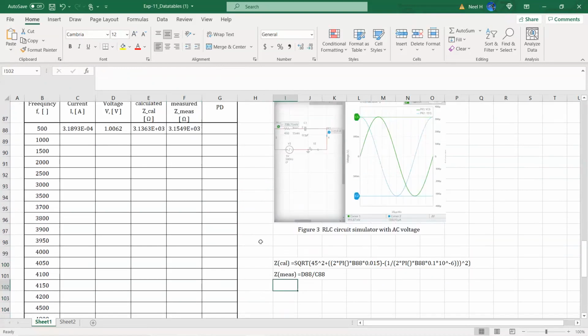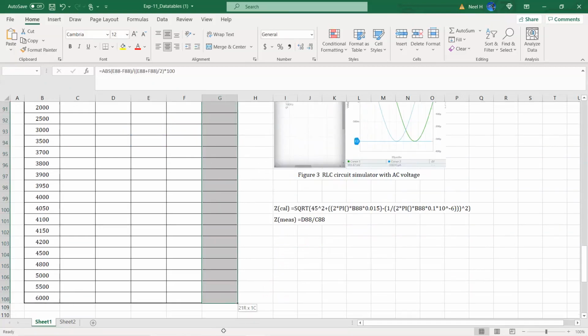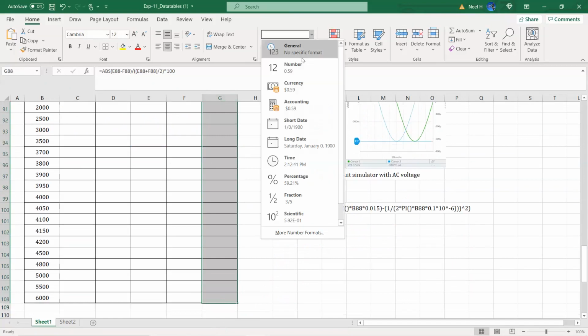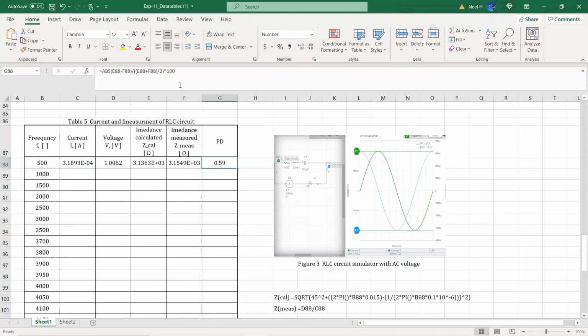And then we'll do the percentage error. We'll compare those two: equal ABS, open brackets, one minus the other, it doesn't matter which comes first, divided by the average between those two, E88 plus F88 divided by 2, multiplied by 100. And for the percentage error, make sure it's in normal numbers with only 2 visible significant figures, okay? All right, guys, any question?